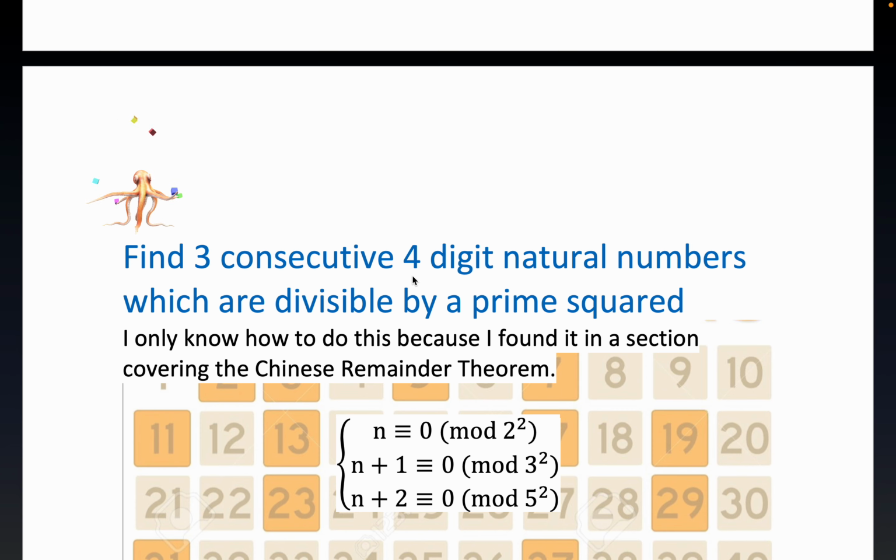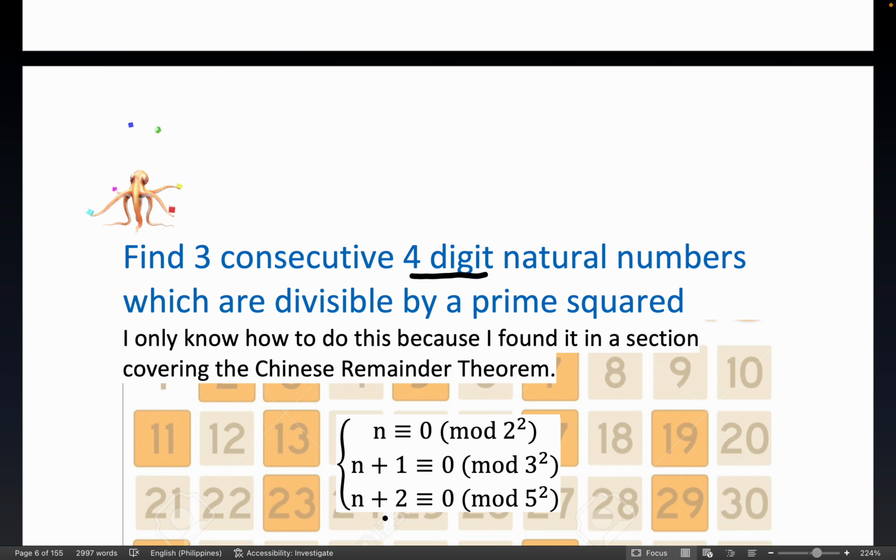For 3 consecutive 4-digit numbers, natural numbers which are divisible by prime squared. I remember natural numbers are just positive integers. Now let's do 2-digit numbers. I know an example for that.